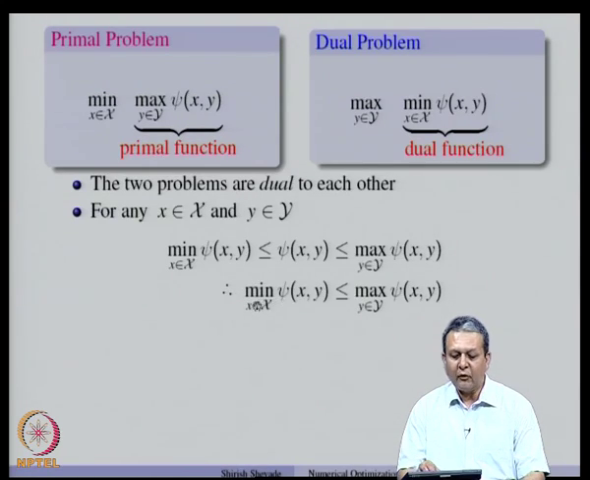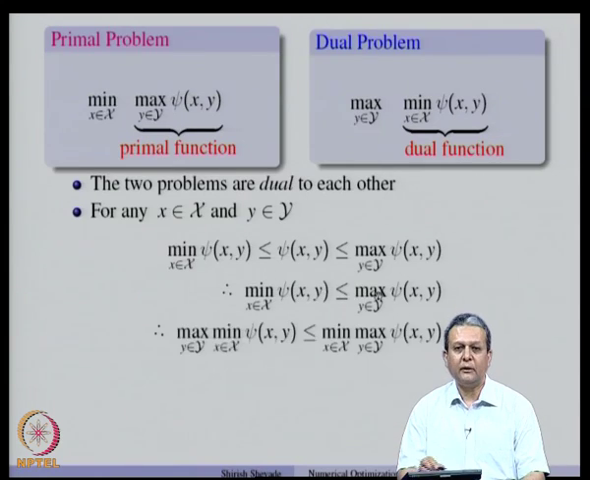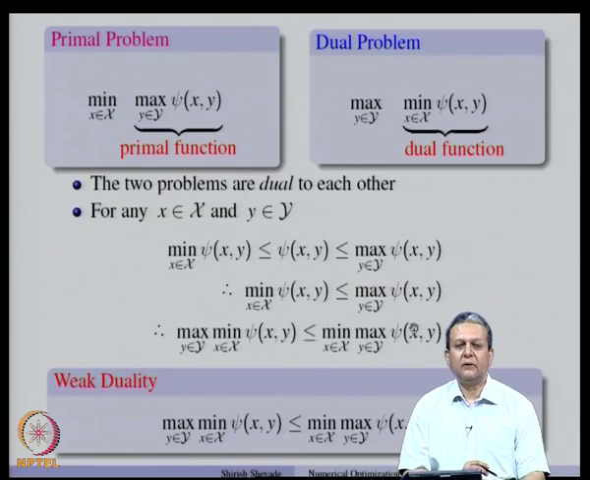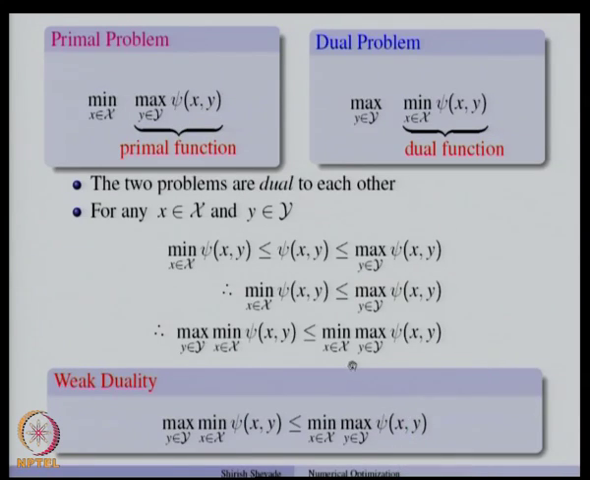So, this is happening for all possible y's. So, even if we take the max of this quantity, that will be less than or equal to the mean of this quantity. So, max over all possible y's, mean of psi x y will be less than or equal to mean of x over max of psi x y. And this is an important concept in duality, which is called the weak duality, that the max mean value is always less than or equal to the min max value corresponding to this payoff function psi x y.